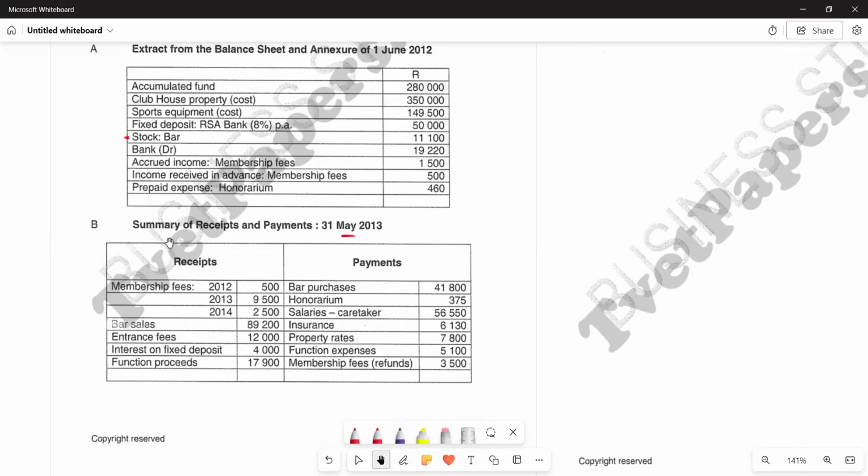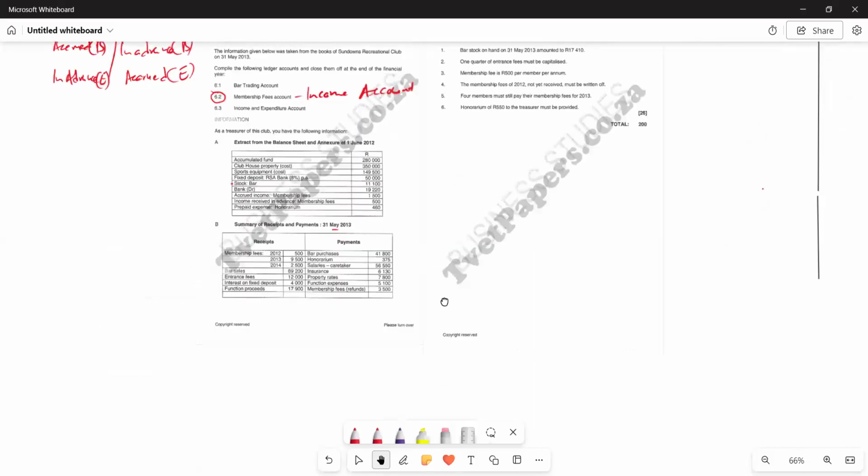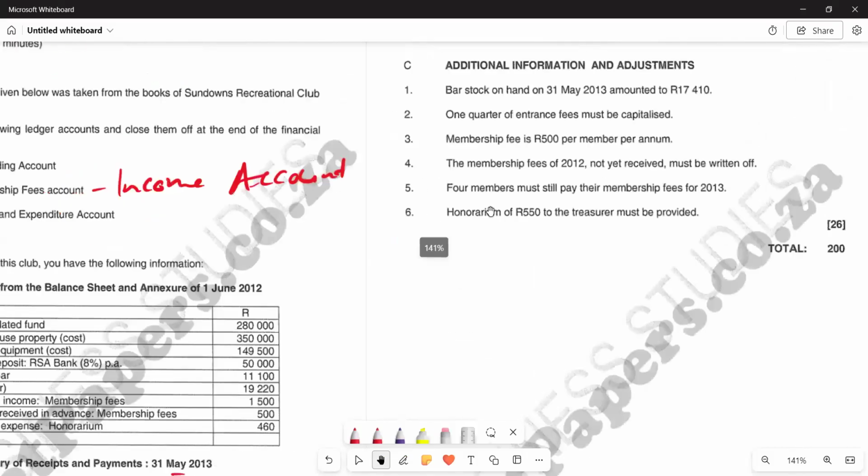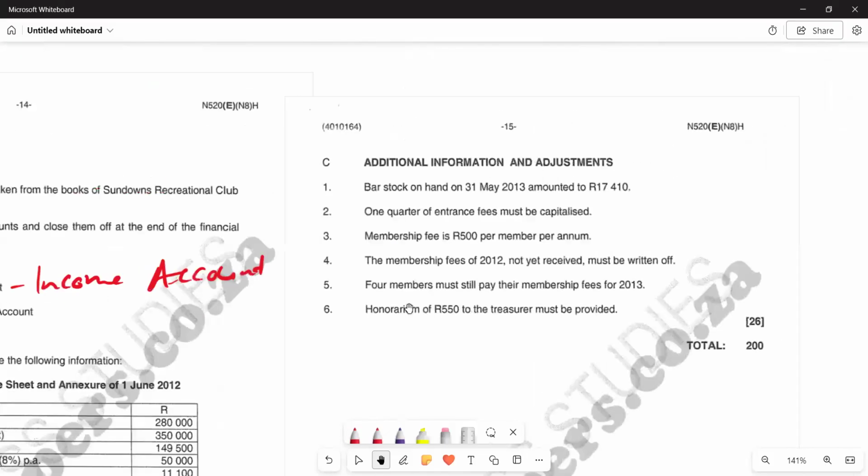And then we now go to additional information. We are also given additional information and adjustments, additional information 1 to 6. You're supposed to go through everything so that you don't miss anything.